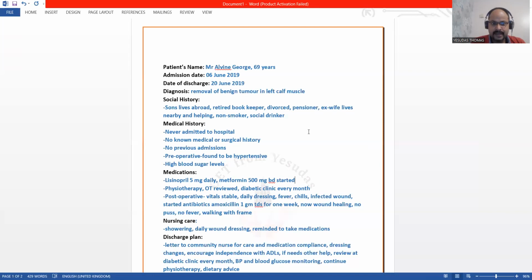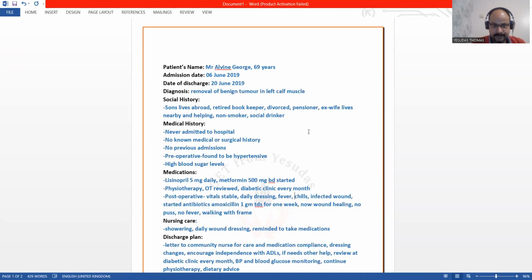So even though he has no one to care for him at his home, he is getting assistance from his ex-wife. He's financially stable because he has his pension. This is what we have to see in the social history. His medical history is not that much relevant. We don't have any relevant medical history, but we have found that he is hypertensive and diabetic before the operation.